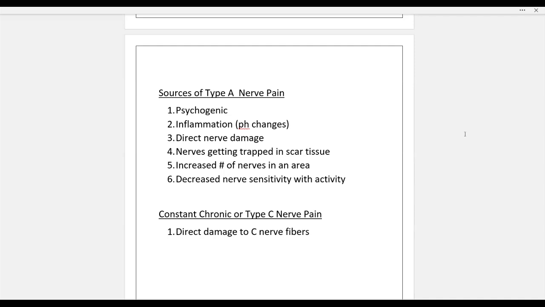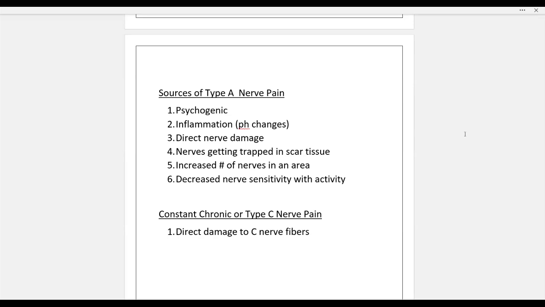We're not looking at nerve damage. We're not looking at inflammation. We're not looking at any other category. We're only looking at this category, to be able to explain it. So, nerves getting trapped in the scar tissue. When the patient's in the neutral position, are they typically going to feel any pain? No.